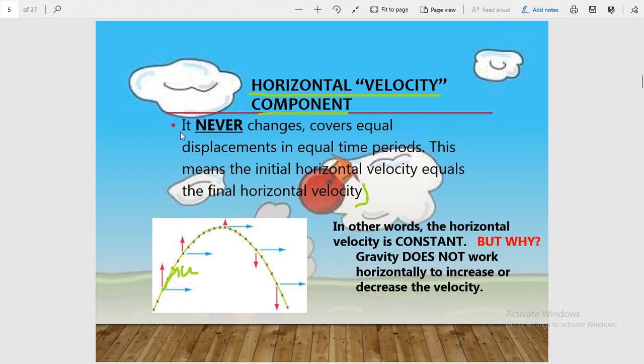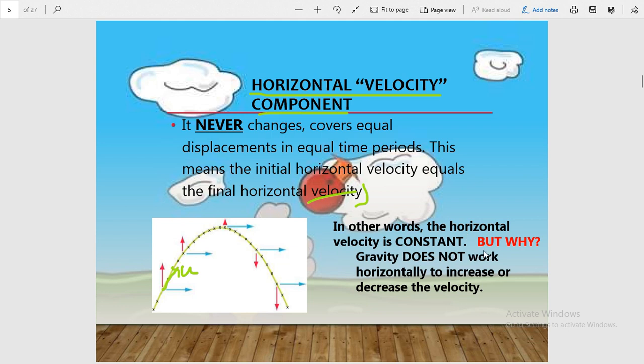It is mentioned here that it never changes and covers equal displacement in equal intervals of time. Since the magnitude of this horizontal component does not change, it must cover equal distance in equal intervals of time. So this means the initial horizontal velocity is equal to the final horizontal velocity. In other words, the horizontal velocity is constant. This is the conclusion of this explanation: the horizontal velocity is constant.